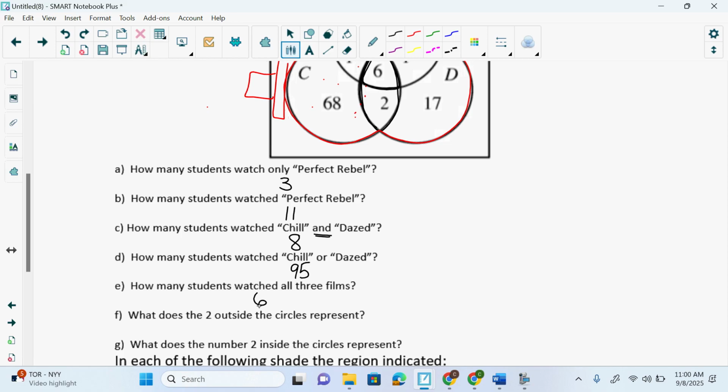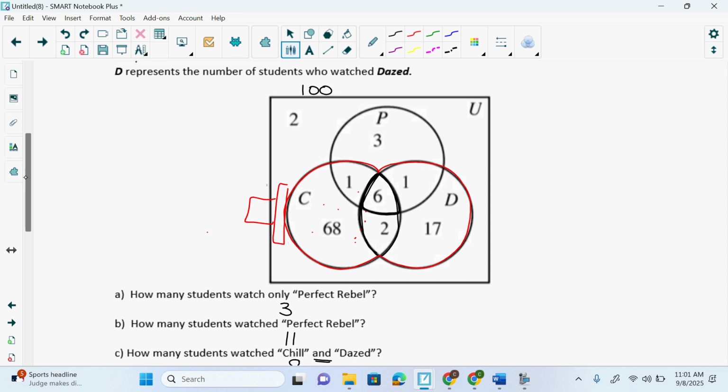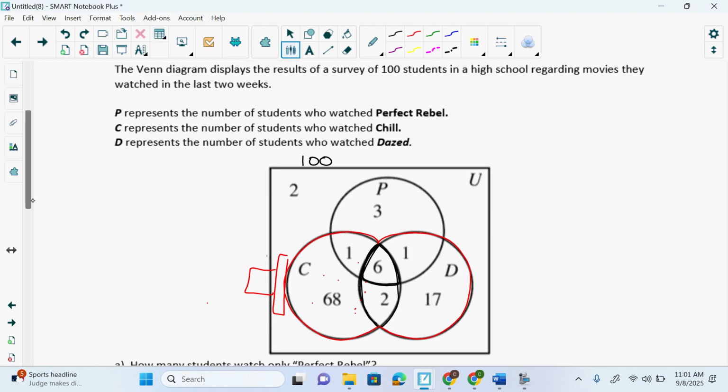If you list all the numbers that are in those circles, those are the people who watched P or D or C, right? 'And' is the overlap. 'And' is small. 'Or' is all. Like 'or' is more. Okay, what does the 2 outside represent? The people who did not watch any of the three, right?